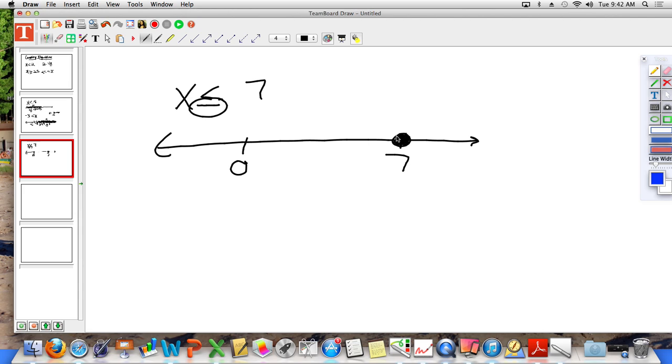Color it in. Make it obvious to me because I'm not guessing when I grade your papers. I'm not going to guess. Did she color it or did she not color it? Make it obvious to me, okay?